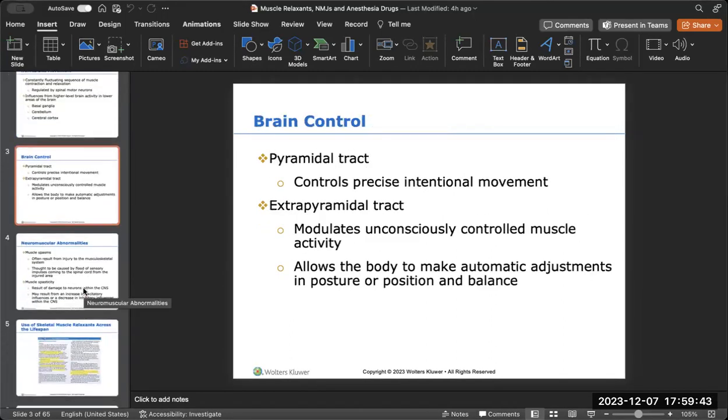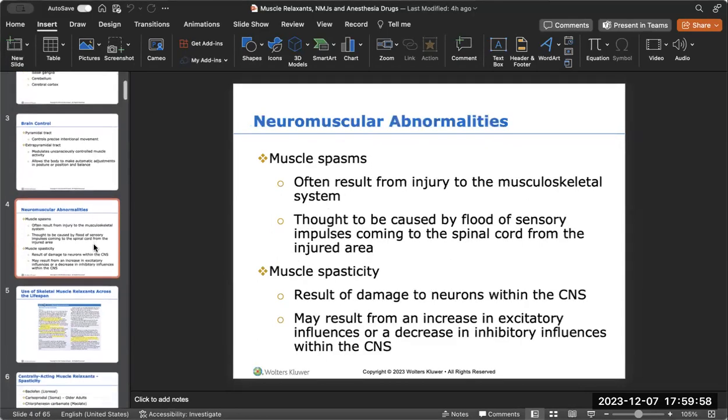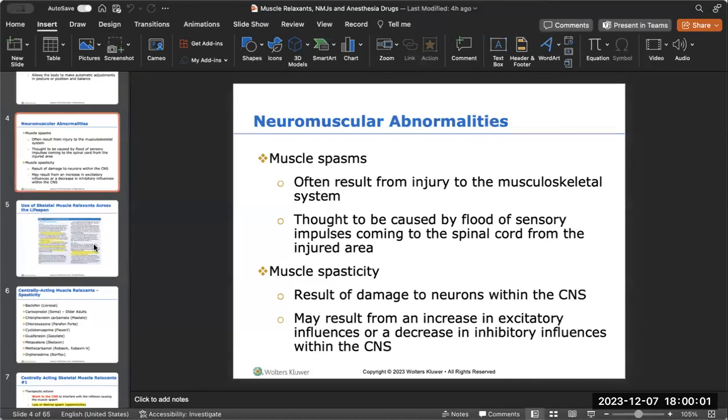And we have different parts of the brain that can help control movement, right? We have the pyramidal tract, which helps with the intentional or conscious movement, and the extrapyramidal tract, which is our unconscious body movements. And there are two really important terms that I want you to understand.